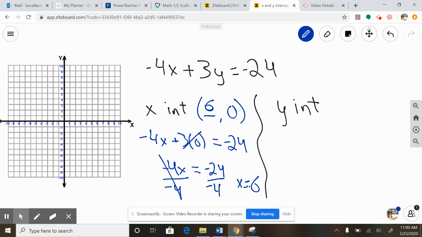So my x-intercept is 6, 0, which I could put on the graph right there.